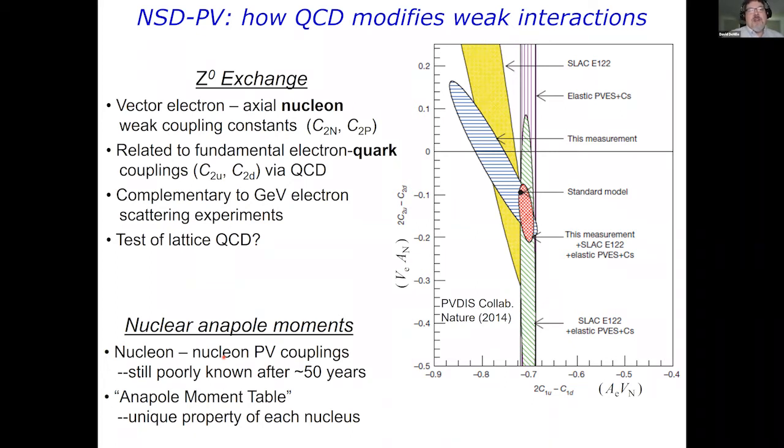This is really a unique property of each nucleus, of which only one has been measured, by Carl Wieman's group, and his measurement is in very poor agreement with theoretical predictions. So there's a lot of space to cover and very little known there.